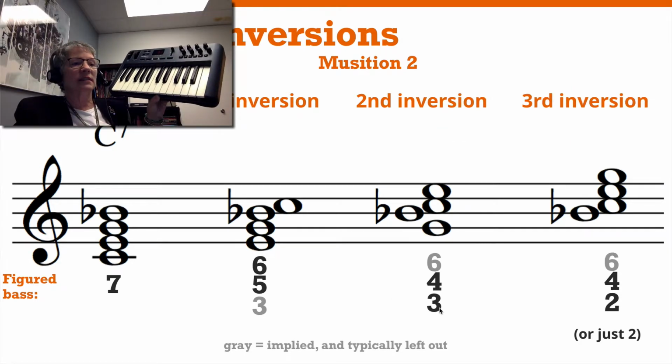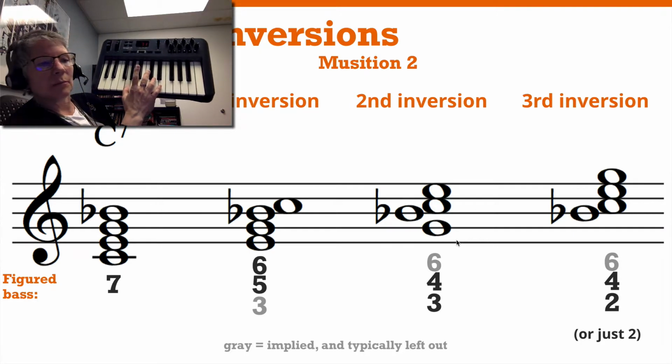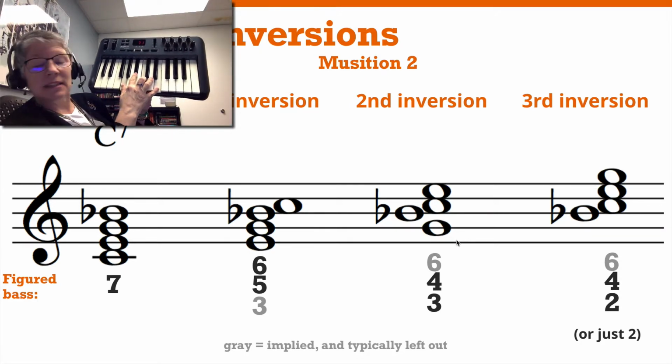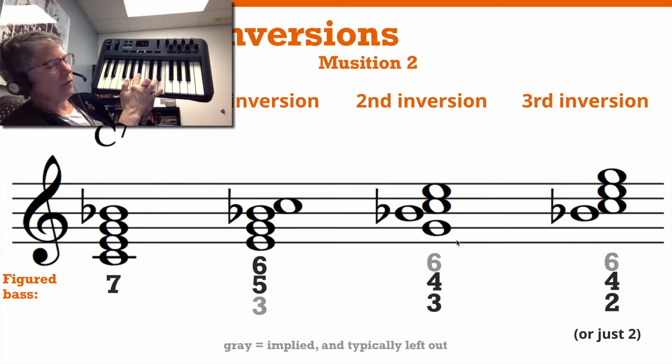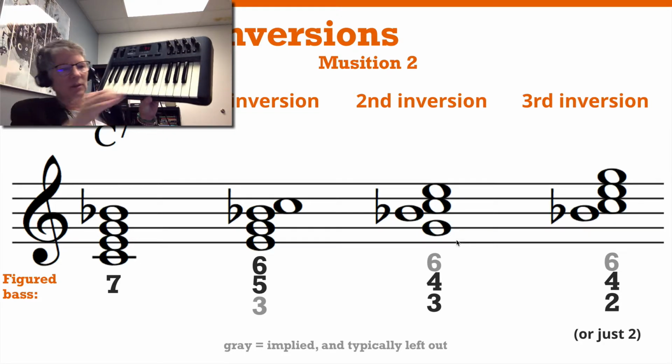Let's move on to the second inversion. I put the E up on top. I get G, B flat, C, E. That's a second inversion, dominant seventh chord. I have a third, a fourth, and a sixth, but it's called a 4-3, as we discussed.